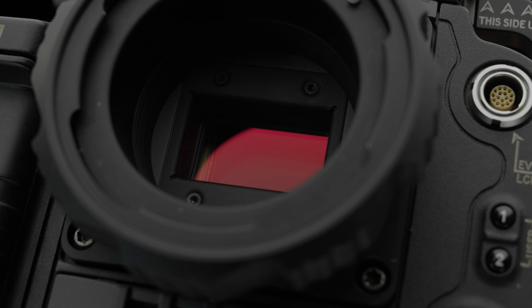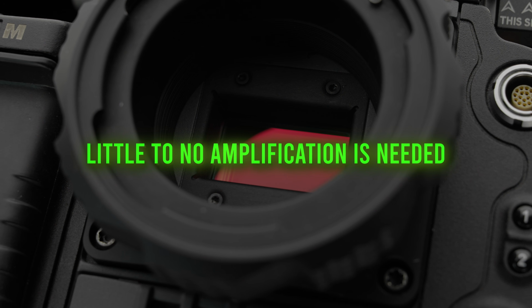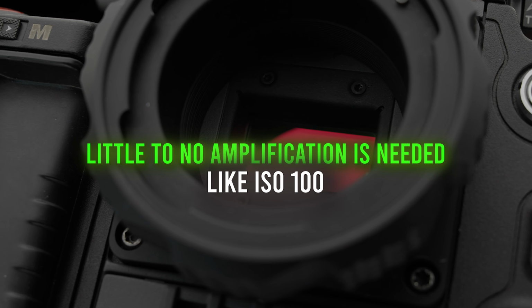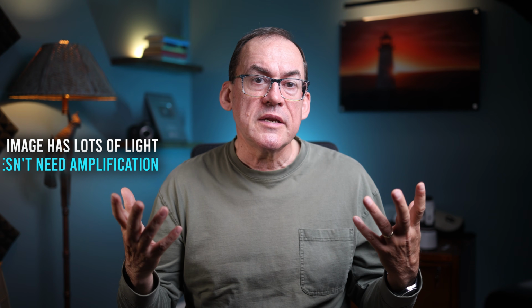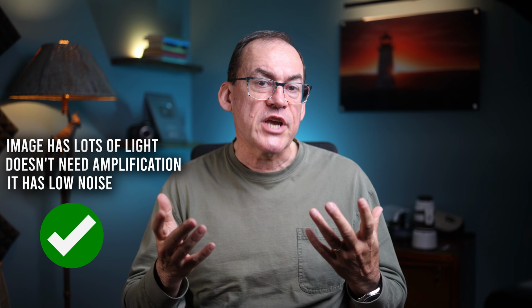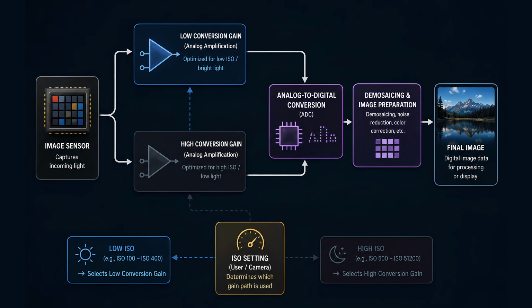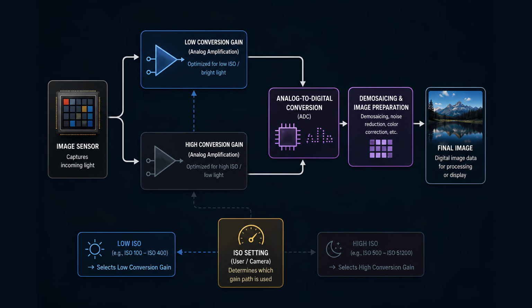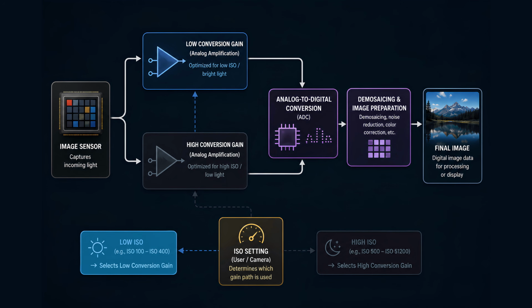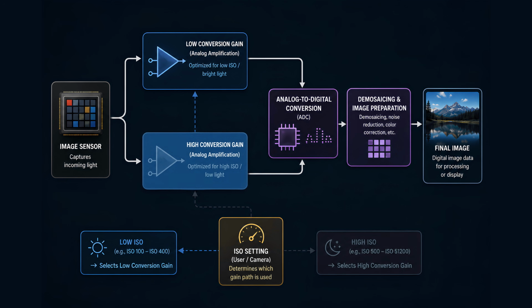Now sensors have a native ISO, the place at which little to no amplification is needed, like ISO 100. The image has lots of light, doesn't need amplification, and has low noise. Check. But some sensors are designed with two different amplification pathways, each optimized for a different range of brightness levels. At lower ISOs, the camera uses one amplification circuit designed to preserve maximum dynamic range in bright scenes. Then at a certain ISO, it may switch to a second amplification circuit that applies a different amount of gain before the signal is read out.